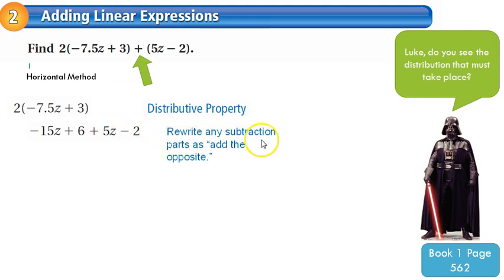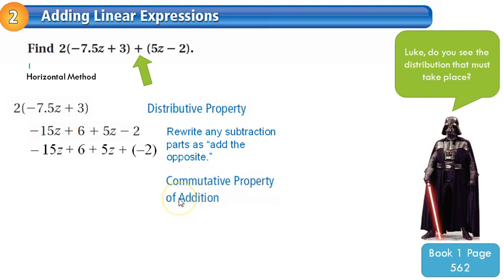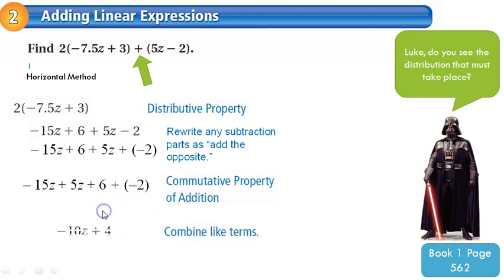At this point, we want to rewrite any subtraction part as add the opposite. In this case, negative 15z remains the same, because it's negative, plus 6 remains the same, plus 5z remains the same, but we turn that minus to an addition sign, and change the 2 to negative 2. We use the commutative property of addition, again, regrouping the like terms together. Put all the z's together, and then the constants, or numbers, together. Then we combine like terms. Negative 15z plus 5z gives us negative 10z. And 6 plus a negative 2 gives us positive 4.